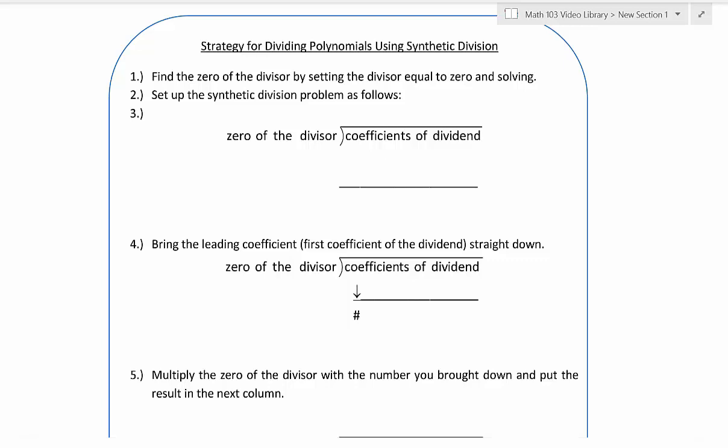We're going to start by making our regular division bar. Instead of putting the divisor on the outside of our division bar, we're going to put only the 0 of the divisor. And then underneath our division bar, instead of putting the dividend, we're going to put only the coefficients of the dividend.